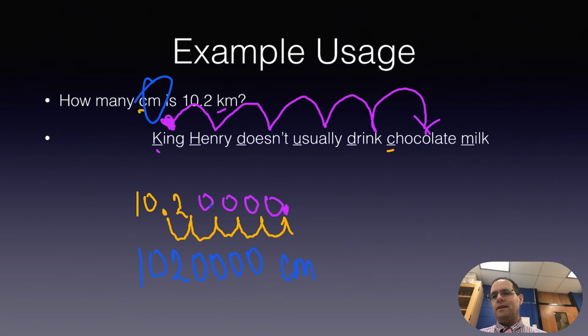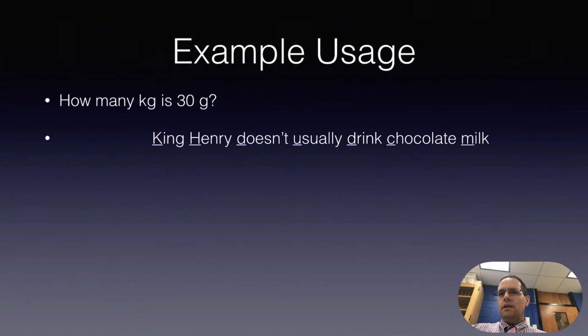Please don't ever put commas in the class. It's optional if you want to put a decimal place at the end of this. We'll go ahead and put just a decimal place at the very end, but that's 1 million, okay? So if you ran the 10K race, you could tell your friend, hey, I ran 1,000,000 centimeters.